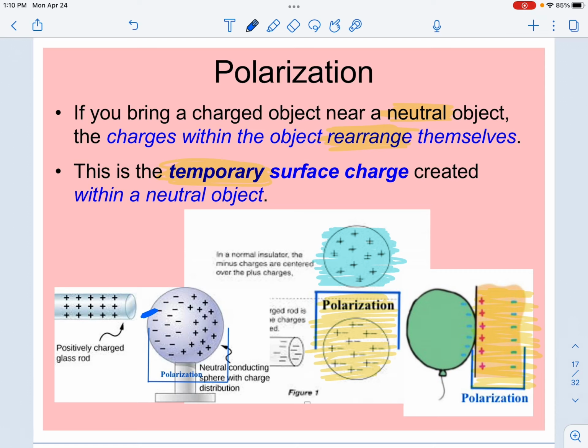of charges. So overall, on this sphere here, the negatives are on the left and the positives are on the right. So this sphere is currently polarized because we have a pole, an area, a side, a half that is negatively charged. And then on the other side, it is positively charged. So think of the word polar from chemistry when you learned about water being a polar molecule.